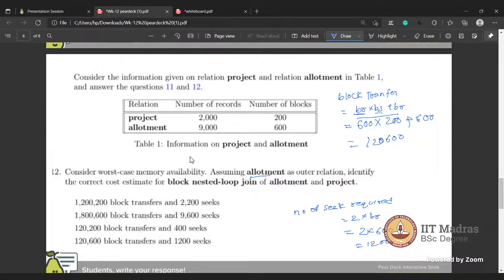So everyone got it? If you have any doubt, you can ask, because these types of numericals are very important in week 12. For the block case, it's 2 into the outer relation blocks, right? But why is it 2 into the number of seeks?